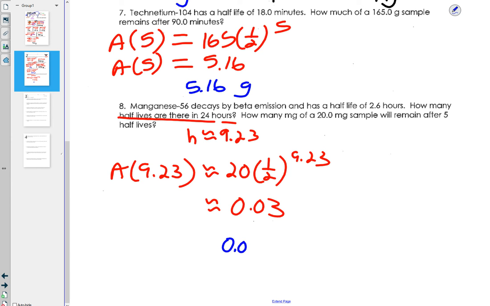And is that the same thing you got? Caleb, not so much. You got something different? 0.5. Ah, that's true. I got it wrong. Because it didn't ask you for that. Yeah, I thought it was asking you in 24 hours how much is left. Thank you. So very good.